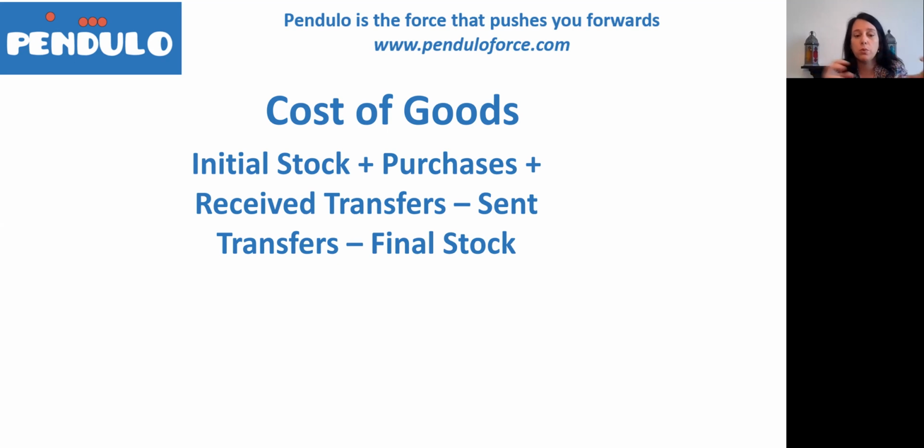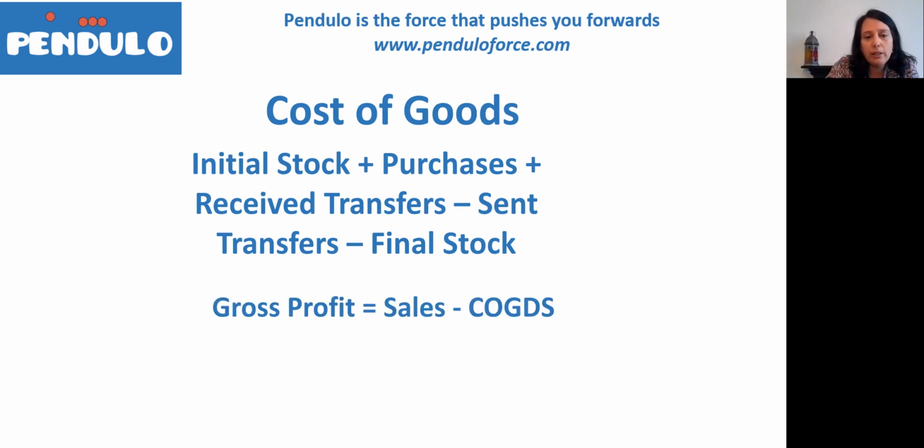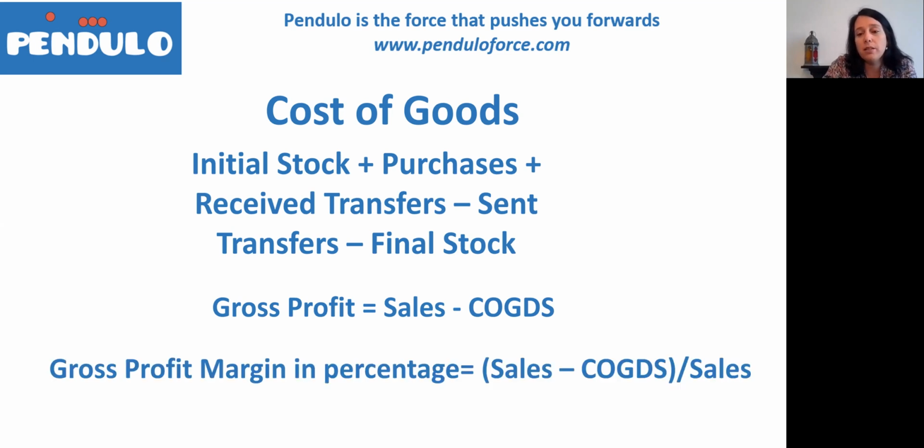Transfers could be transfers between different parts of your restaurant, like from the bar to the kitchen, or it could be from your restaurant. Maybe you have two restaurants, and it could be from restaurant 1 to restaurant 2. So you do transfers, so everybody has the cost that they really spend. Okay, so then the gross profit will be the sales minus the cost of goods, and the margin in percentage will be the sales minus the cost of goods divided by sales. Let's see this with numbers because I think it's much easier.